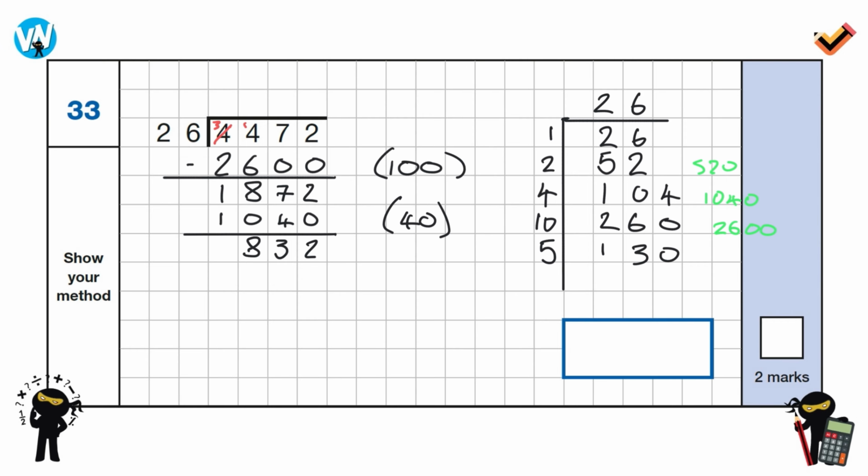So again, the next biggest chunk I can probably take away is 520. I would have said, yeah. So we'll take away 520, which is 20 lots. So take away 520.